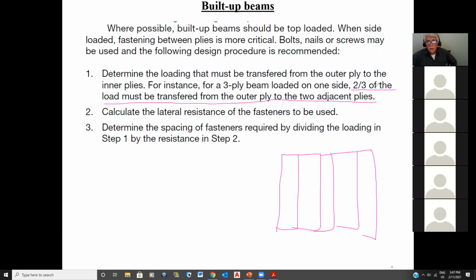So what they're saying here is that if I'm going to be side loading here, like this, and this is my joist sitting here, I have to make sure that the fastener I put here that will go into here will transfer 2/3 of the load as it's transferred from the outer ply. So in other words, 2/3 of this load has to make sure it gets to these 2 plies. And when we get into fasteners, I'll show you how to do that.